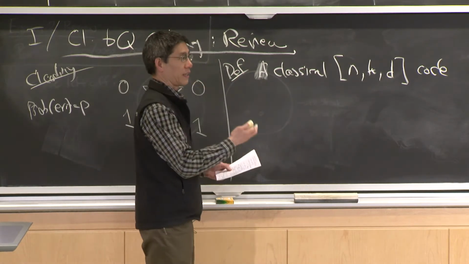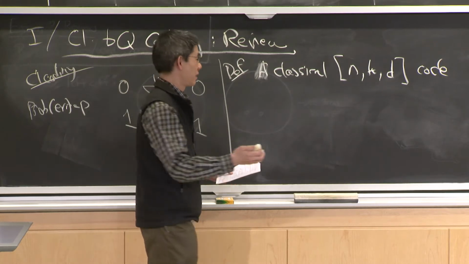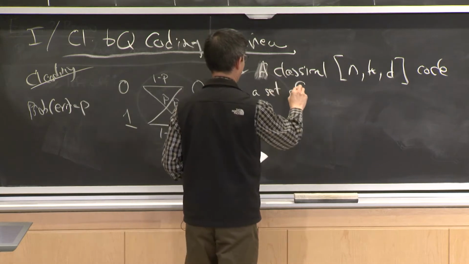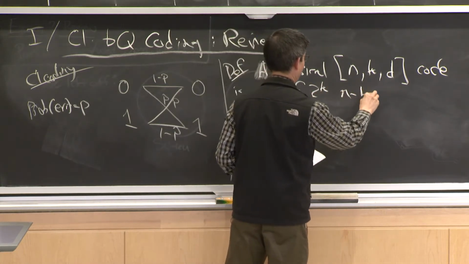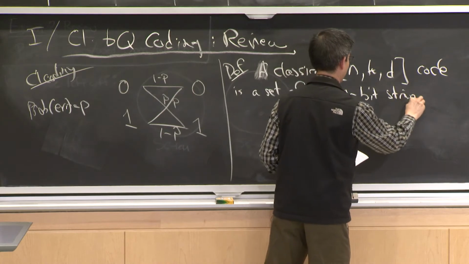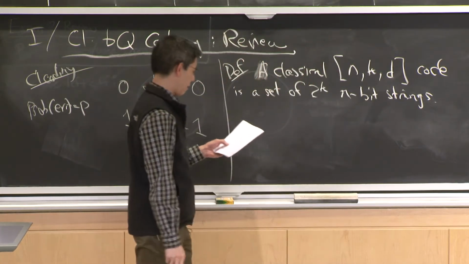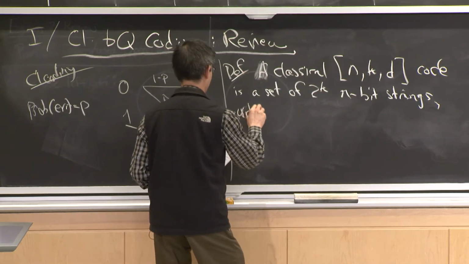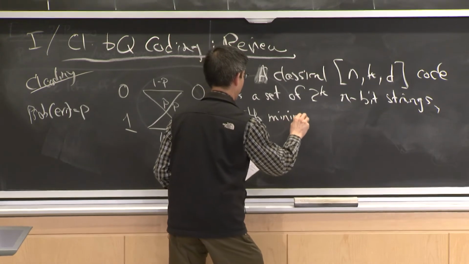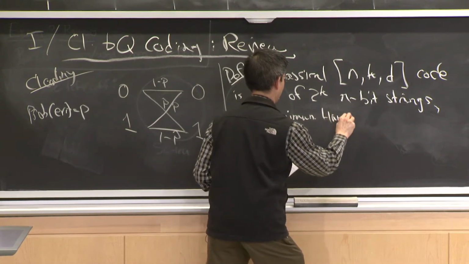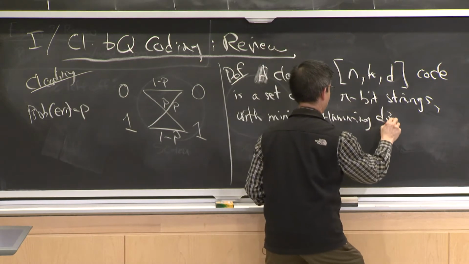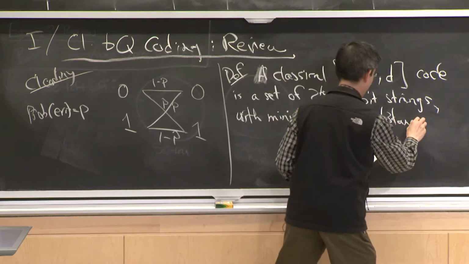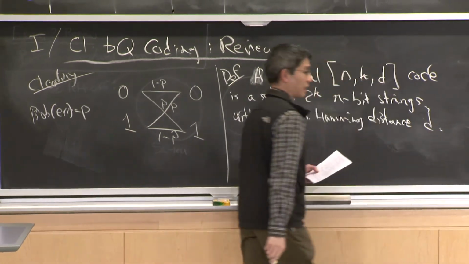So a classical n, k, d code with 3 parameters is defined as a set of 2 to the k n-bit strings in the set of all binary strings with a certain property: with minimum Hamming distance d between any code words in this set of bit strings.